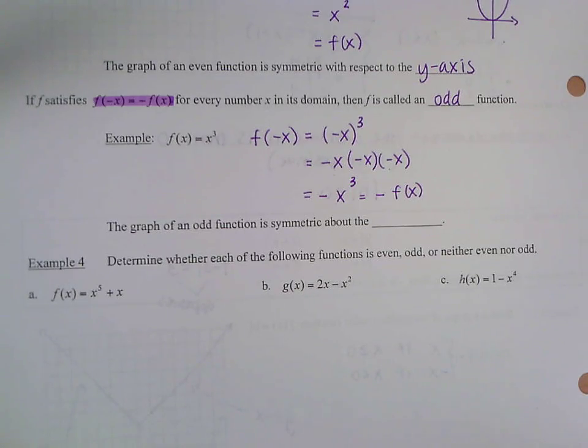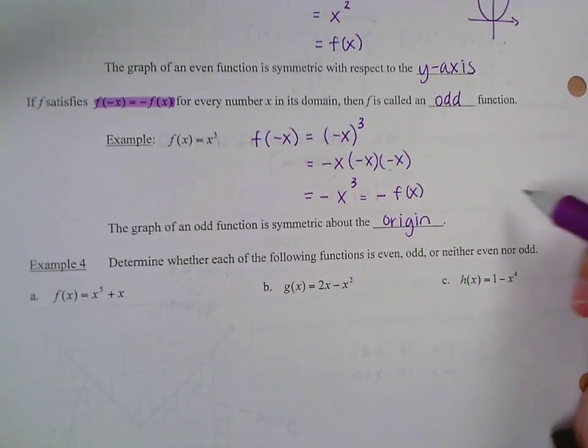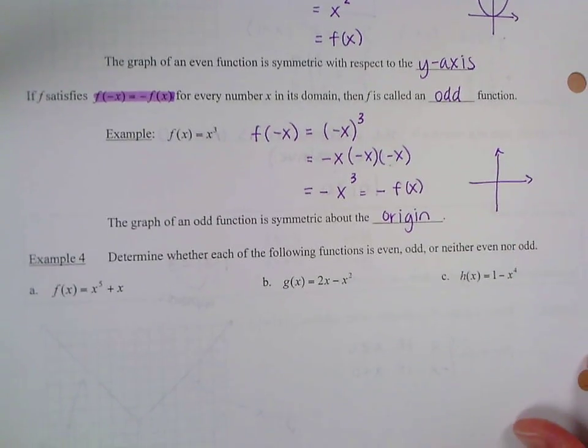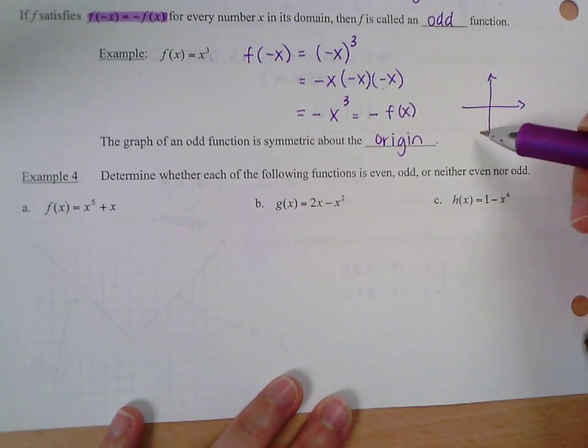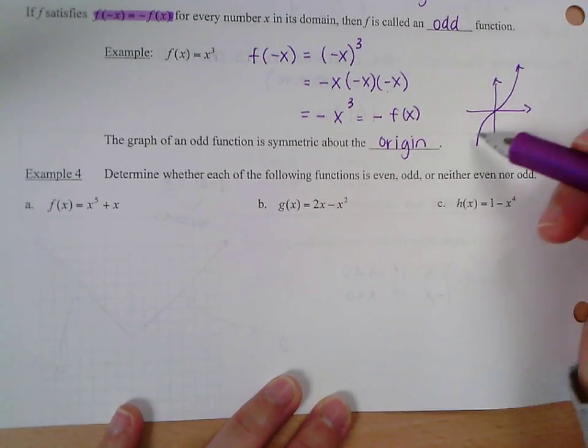And the graph of an odd function is symmetric about the origin. If you picture the graph of x cubed, I'm just going to quickly sketch it. You may remember x cubed looks like this, goes through the origin.